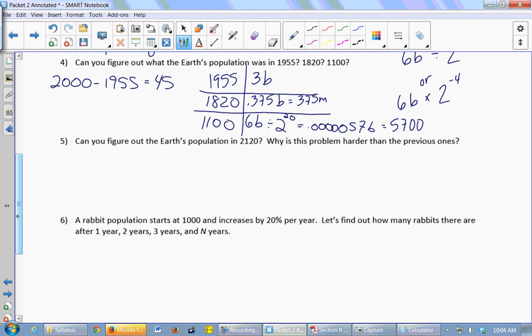All right, so here's a problem for you to think about. Can you figure out the Earth's population in the year 2120? See if you can figure out and explain why this is harder than the previous ones.